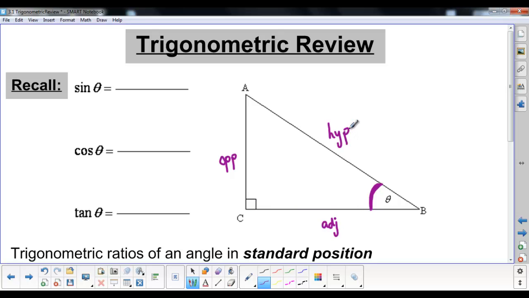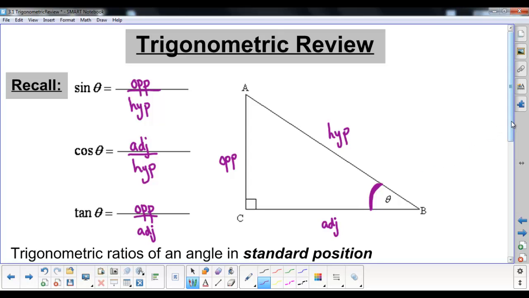So if you recall our SOHCAHTOA rules, sine is the ratio of the opposite over the hypotenuse. Cos is adjacent over hypotenuse. And tangent is opposite over adjacent.